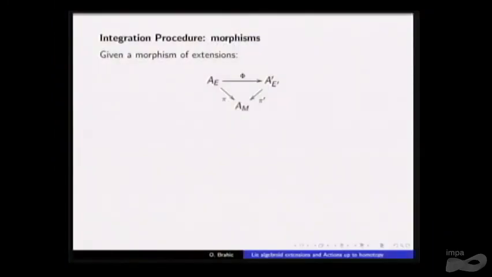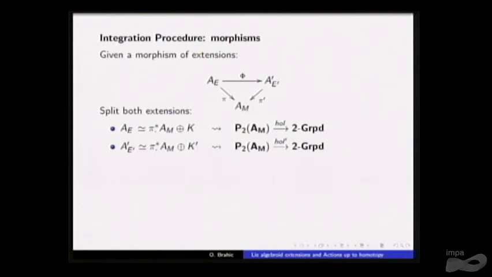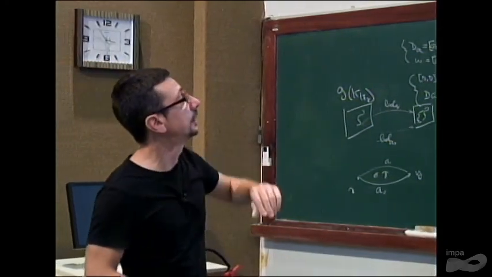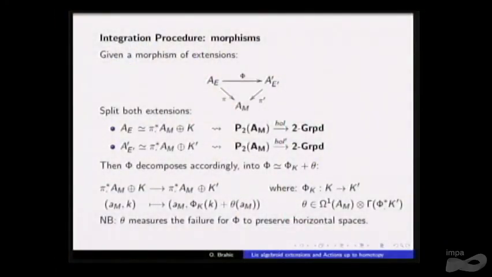Okay, so now I'm taking a morphism of extensions, and I'm going to split both extensions. Now, remember that out of it I have two functors of holonomy, the ones I explained here. So I have one of these and another one associated to the other extension. Now, because I'm splitting A_E and A'_E, I can also split the phi. So I split this one, I split this one, and now I have a map. What this phi becomes is a map from the pullback plus K to the pullback plus K prime.